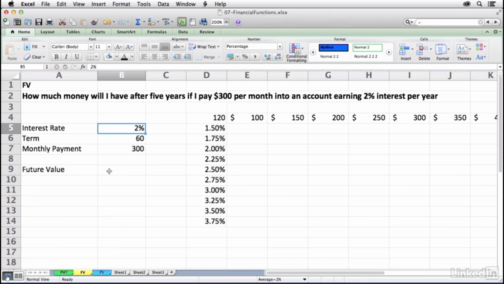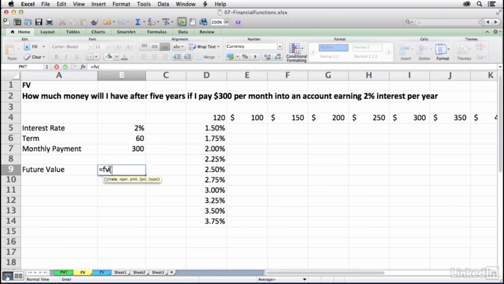In cell B9, I'm going to take advantage of the fact that the numbers in question are already here in cells. Equal FV, left parenthesis, the rate, there it is, 2%. Be sure to divide that by 12. These are monthly payments. We want to divide this by 12. Comma, 60 months. If this said 5, meaning 5 years, we multiply it by 12. Don't need to do it here. Comma, the monthly payment, $300. And that's how much money we'll have.